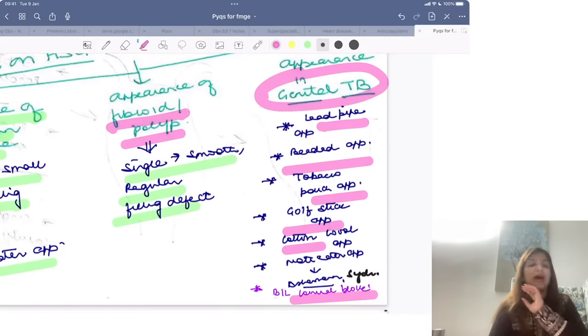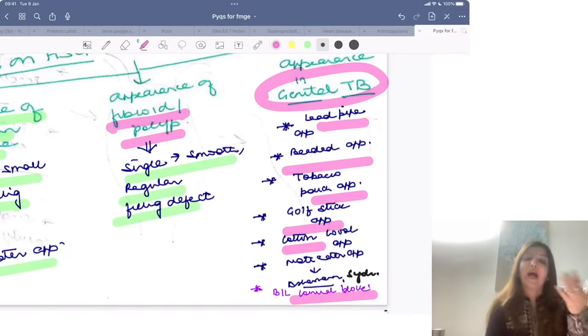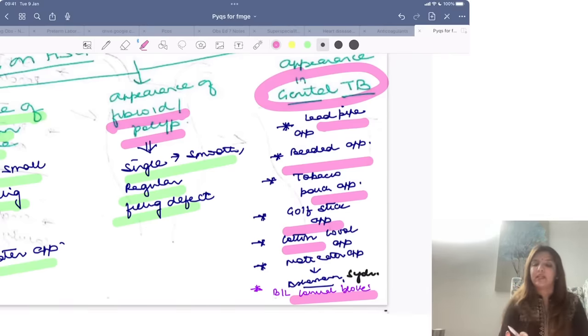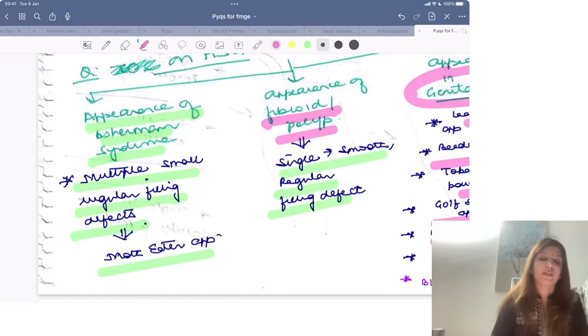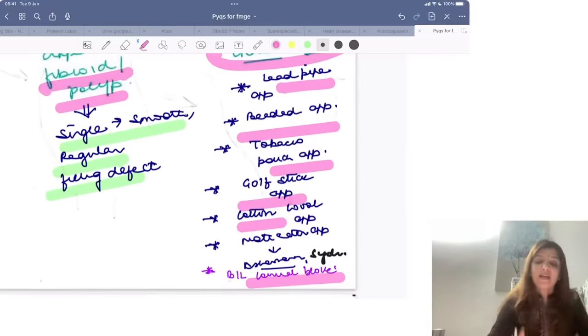In genital TB, hum HSG nahi karte. But by chance, I am not knowing my patient has genital TB, and if I do HSG, what are the typical findings which you get on HSG in genital TB? Ye naam yaad karne hai. Lead pipe appearance, beaded appearance, tobacco pouch appearance, golf stick appearance, cotton wool appearance, or bilateral cornual block. So HSG ke baare mein keval itna yaad rakhna hai ki agar multiple irregular filling defects mil rahe hai, to Asherman syndrome. Single smooth regular filling defect mil rahe hai, to either it is fibroid or polyp. Aur agar inme se koi word diya gaya hai, to that is genital TB.